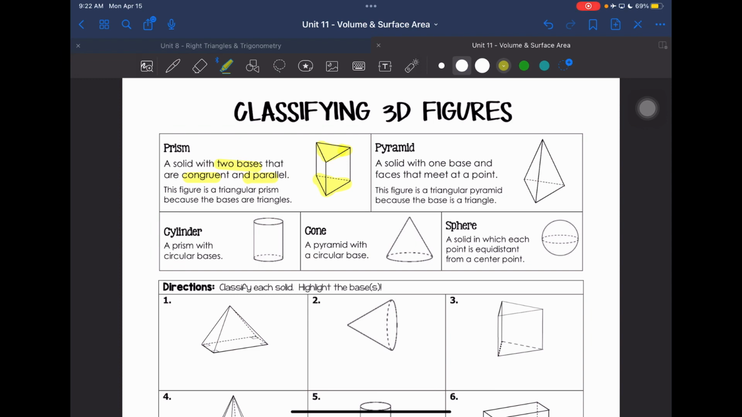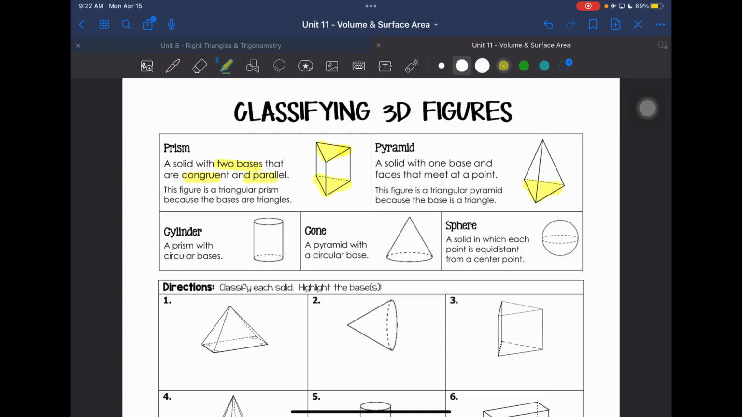Next, there's a pyramid. Most of us, I think, know what a pyramid is. It's just a solid with one base and faces that meet at a point. So we can highlight the base. It would be this triangle. And then all the sides, we could also call them faces. That's what the definition is referring to. This specific pyramid would be a triangular pyramid because the base is a triangle.